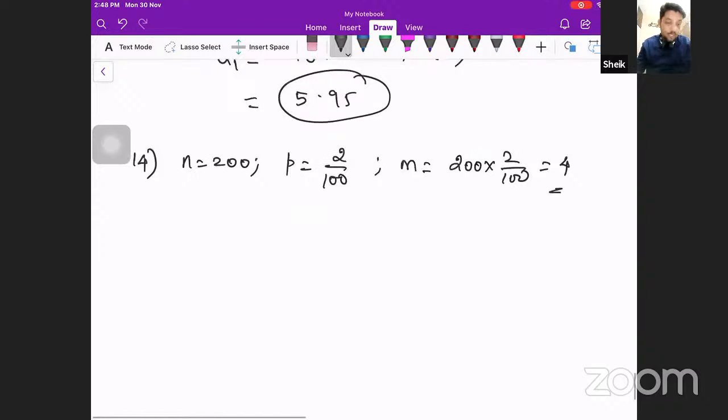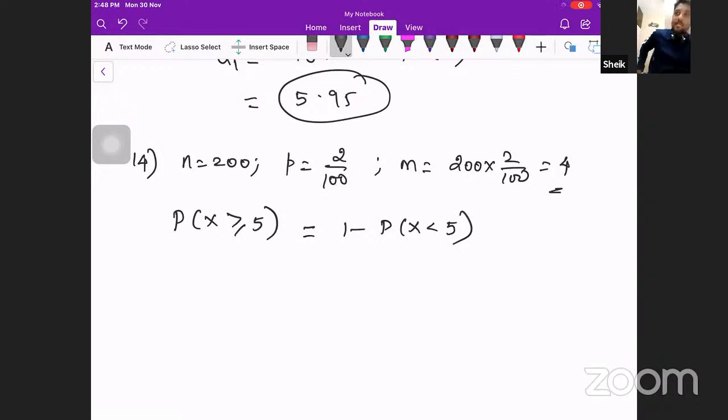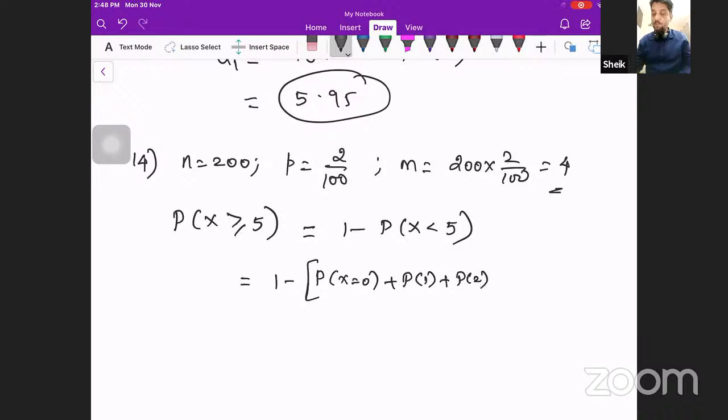So now here it is given at least 5. So X is more than or equal to 5. At least 5 means X is more than or equal to 5, which is nothing but 1 minus P of X less than 5. It's the opposite. That is 1 minus P of X is equal to 0 plus 1 plus 2 plus 3 plus 4.